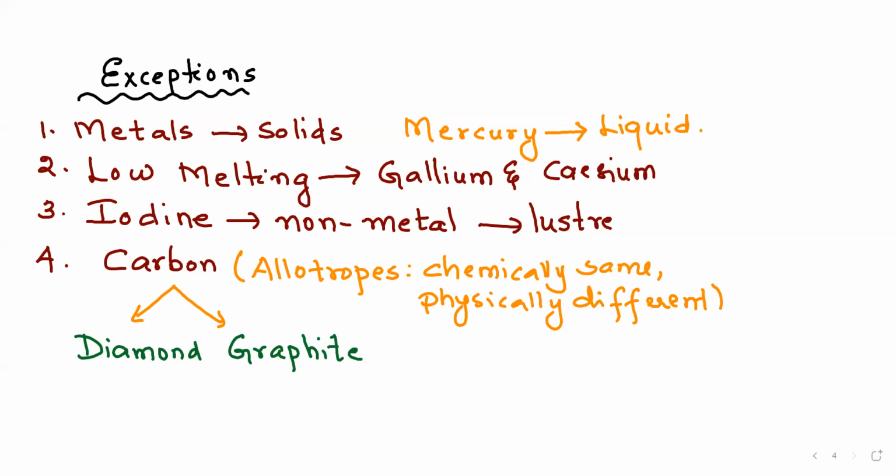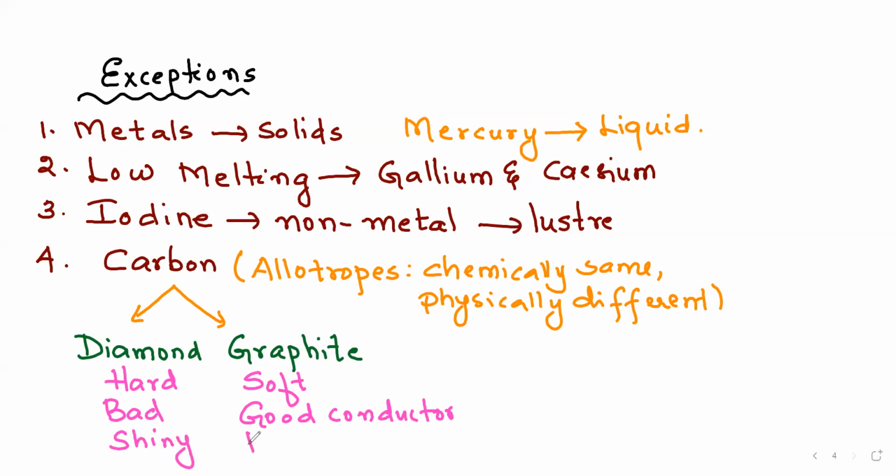But there are differences in the physical properties. Diamond is the hardest substance known, but graphite is very soft. Diamond is a bad conductor of electricity and heat, but graphite is a good conductor of electricity and heat. Diamond is extremely shiny in nature, but graphite is very dull. So these are some of the properties which distinguish between the two allotropes.